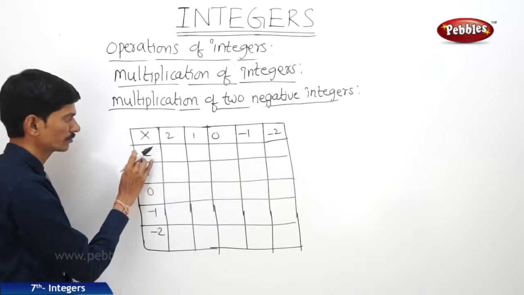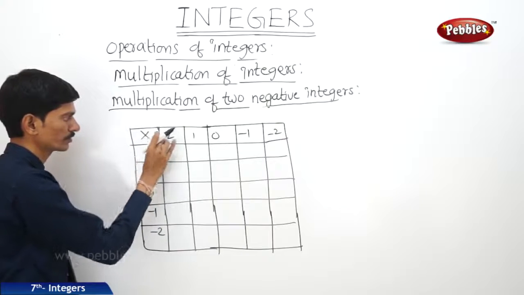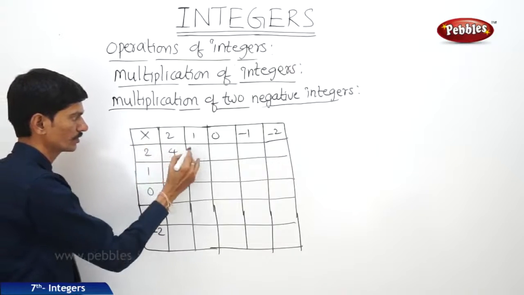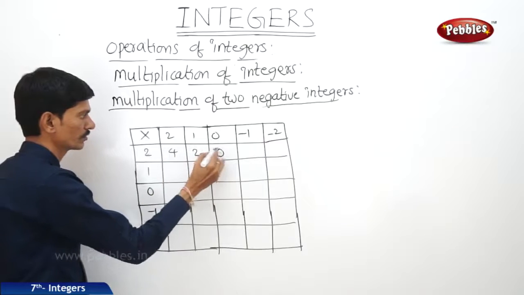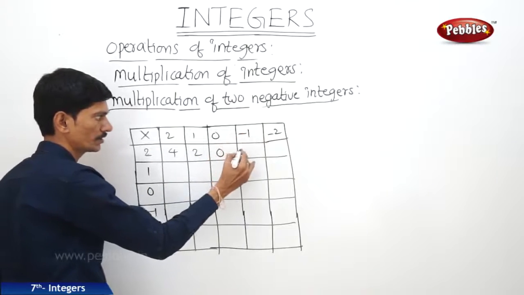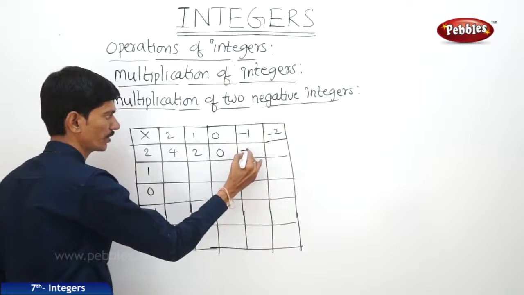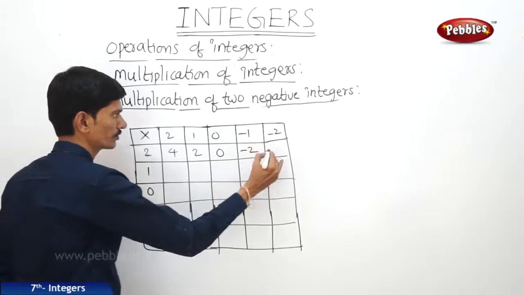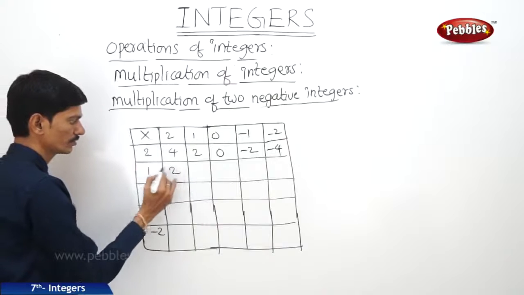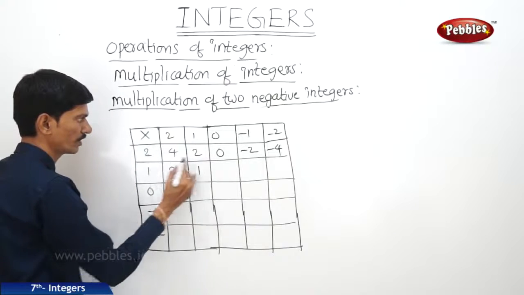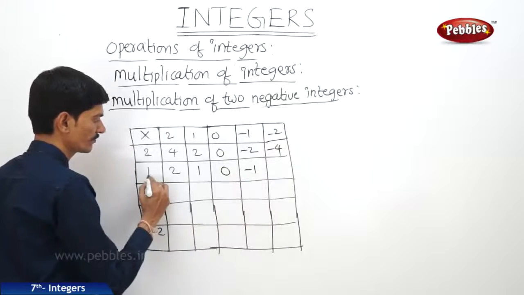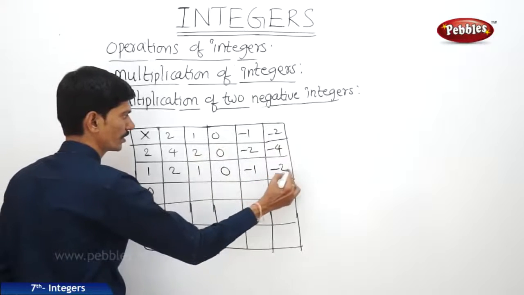So when you multiply 2 with a positive integer, you will get again a positive integer. 2 2s are 4, 2 1s are 2, 2 zeros 0. And when a positive integer is multiplied by a negative integer, we get a negative integer. So 2 into minus 1 is minus 2, 2 into minus 2 is minus 4. And 1 into 2 is 2, 1 into 1 is 1, 1 into 0 is 0. 1 into minus 1 is minus 1, and 1 into minus 2 is minus 2.